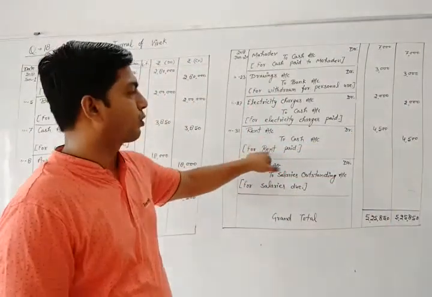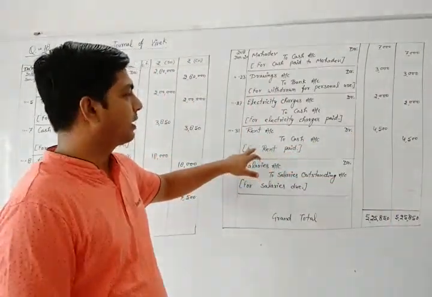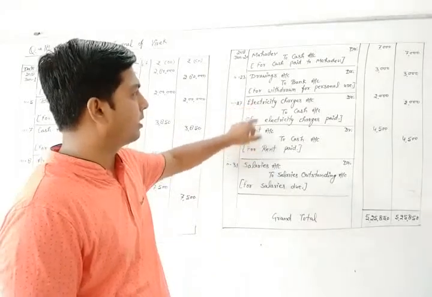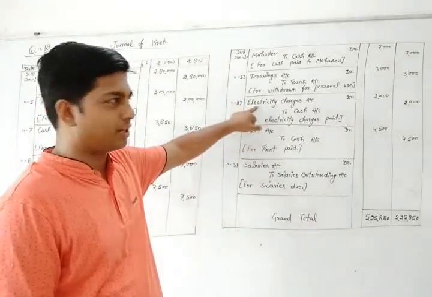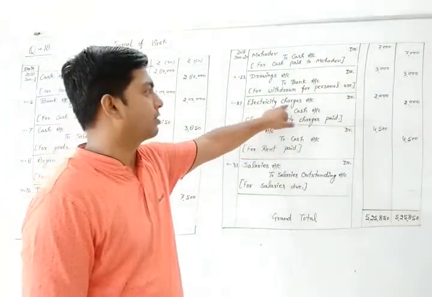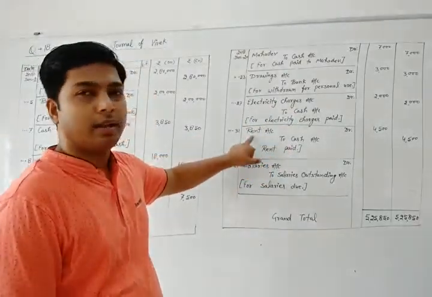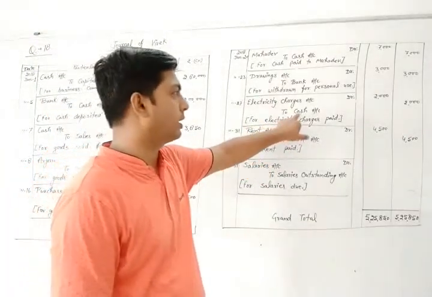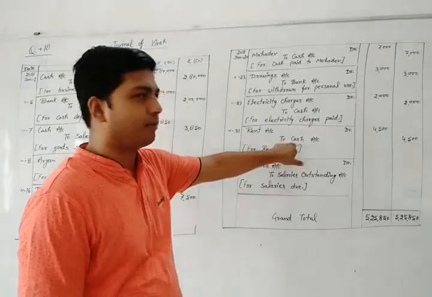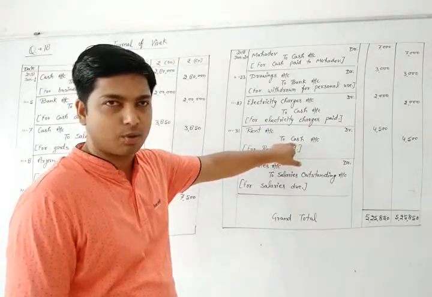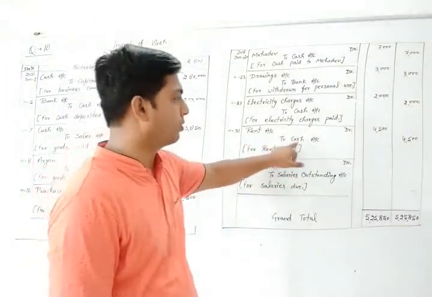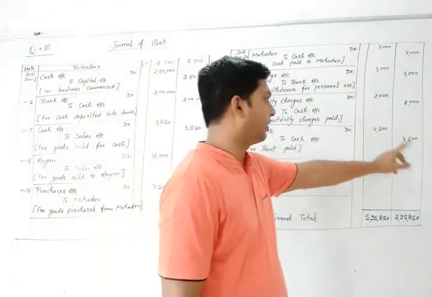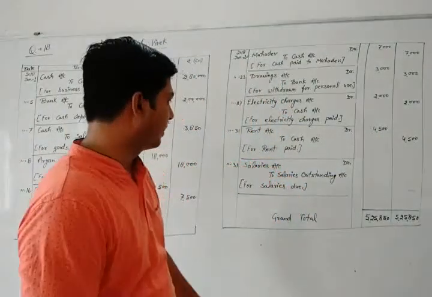Next is for rent paid. If rent is paid, it is just similar to expenses like electricity paid. Similarly, electricity charges were debited. Here, rent is being debited. What goes out? Cash goes out. Similarly, again, when we are paying something, cash is going out. So rent account debit to cash account, 4,500 and 4,500.